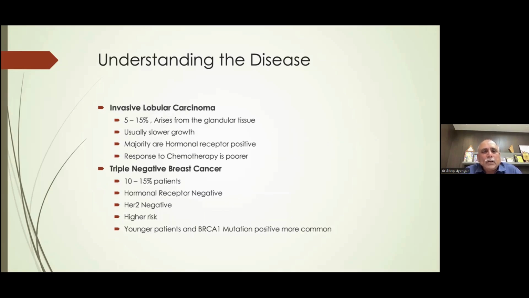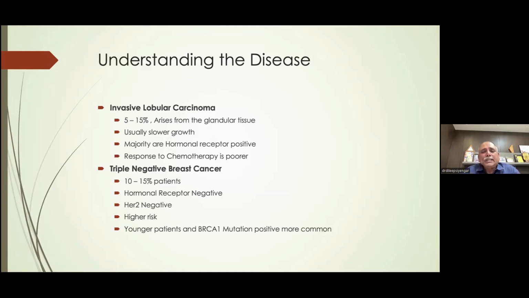Invasive lobular carcinoma arises from the breast glandular tissue, which constitutes 5 to 15% of all breast malignancies. These are usually slower growing tumors. The majority are hormone receptor positive, but the response to chemotherapy in these is poorer. So they are more responsive to hormonal therapy. This should be kept in mind.